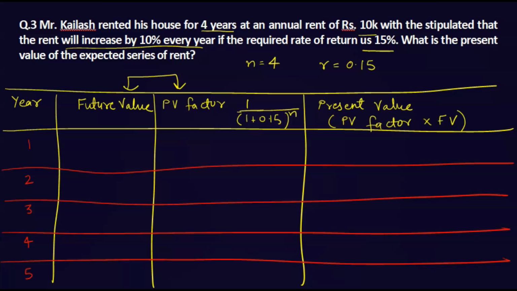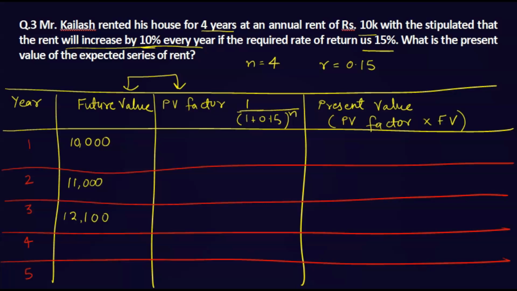So what is the condition here? The annual rent is 10,000. So the first year it will be 10,000 only. And it will increase every year by 10%. So in the second year we find 10% of 10,000 and add it: 10,000 plus 10% of 10,000, so we will get 11,000 here. Now on 11,000 find 10%, that will be 1100. 11,000 plus 1100 will be 12,100.